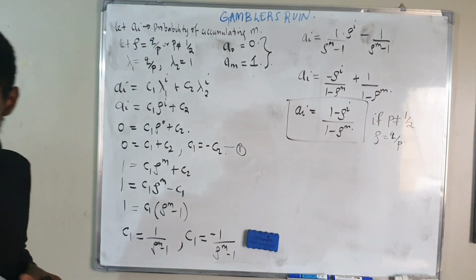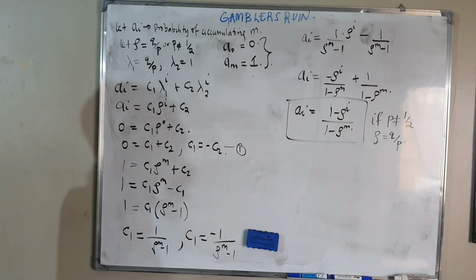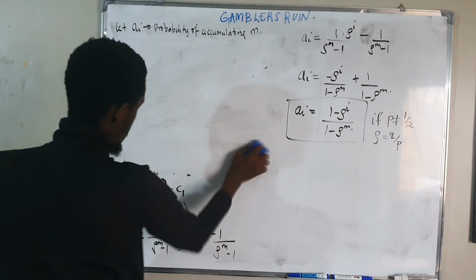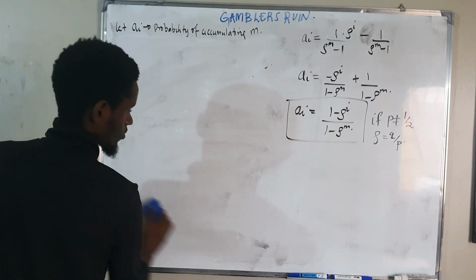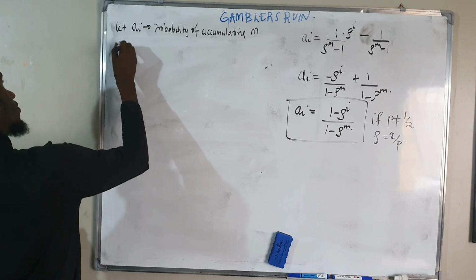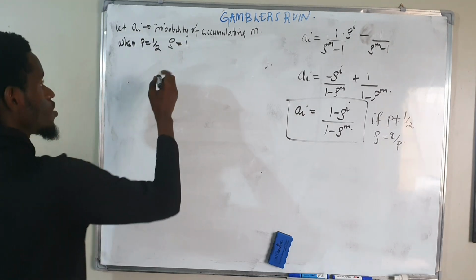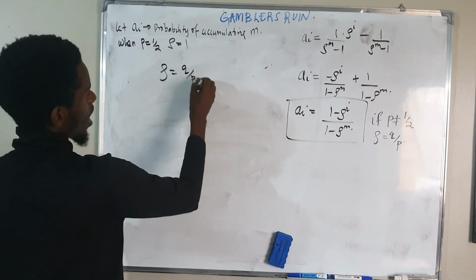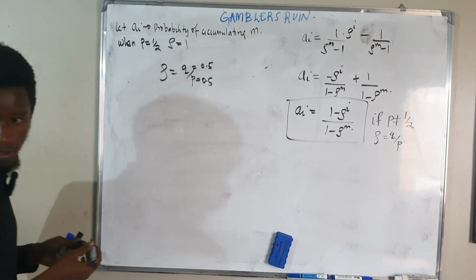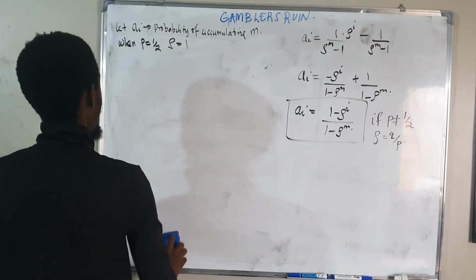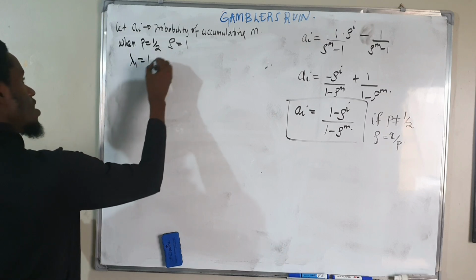Now from there, we can look at what will be the probability of accumulating M when P is a half. When P is a half, it means that rho equals 1 because rho is Q over P. When P is a half, Q is also a half, because Q is always 1 minus P. Therefore, if I divide half by half, I'm going to have 1 here. Therefore, we shall know that our lambda 1 equals 1 and lambda 2 equals 1.